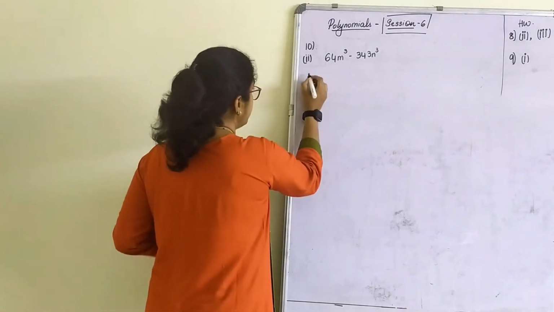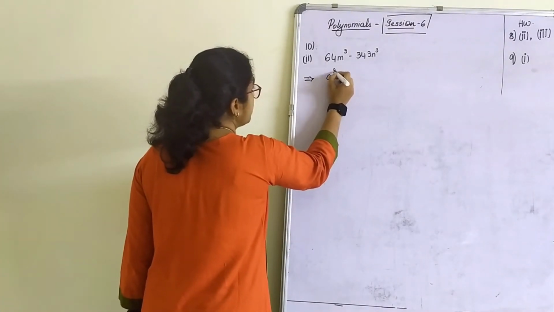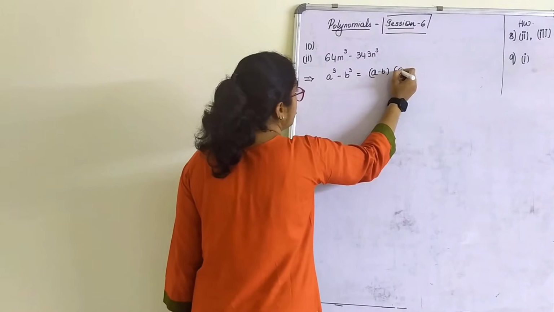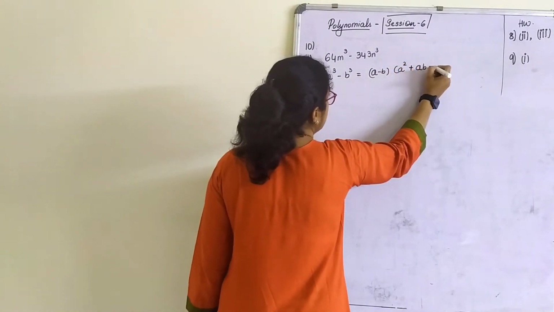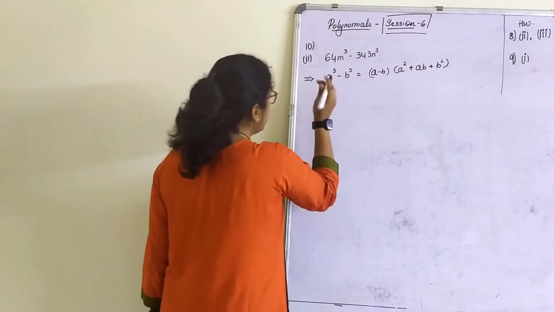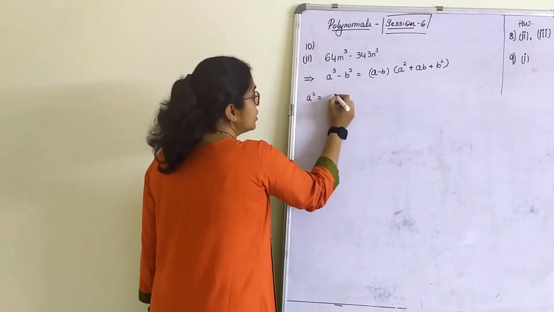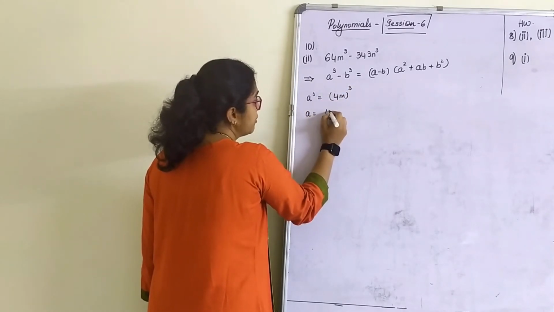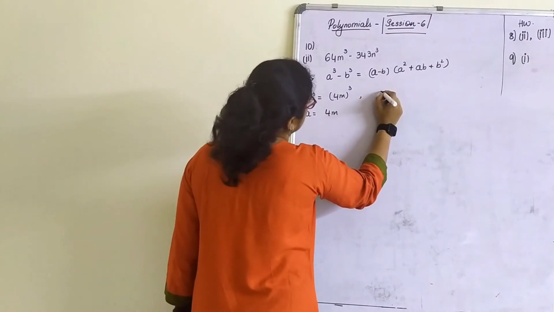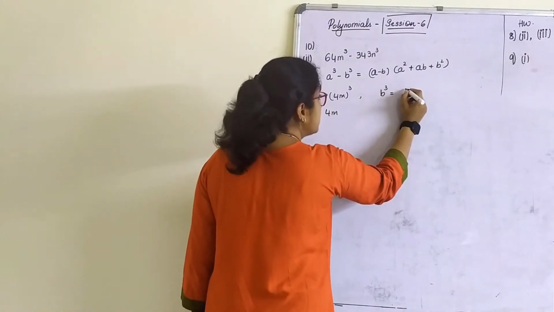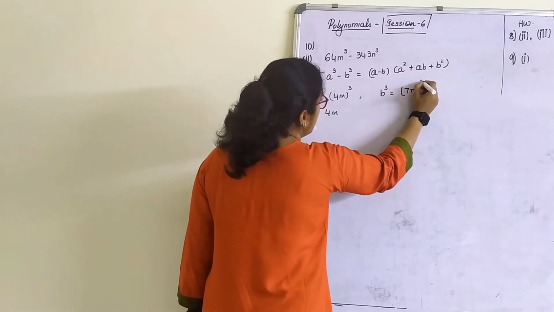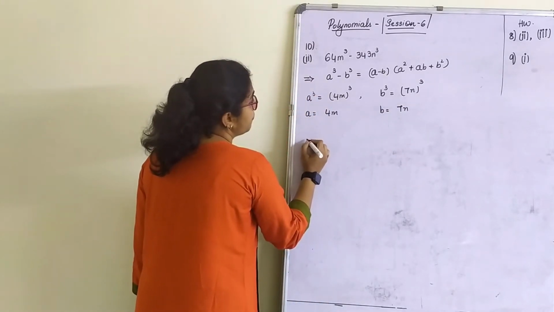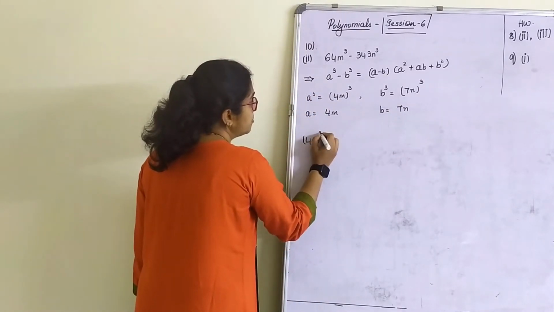10th main second one is there. This is of which form? a cube minus b cube, which is nothing but a minus b of a square plus ab plus b square. Again, your a cube is 64m cube, can be written as 4m whole cube. Therefore, your a is 4m. Then b cube can be written as 343n cube, 7n whole cube. So b is 7n.